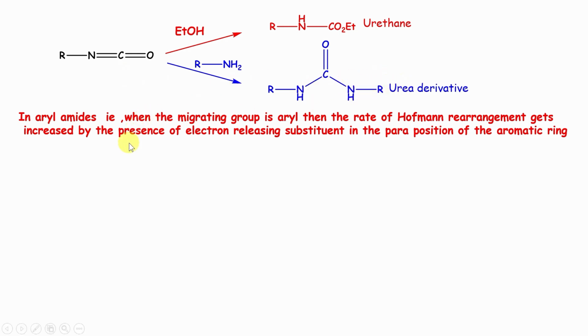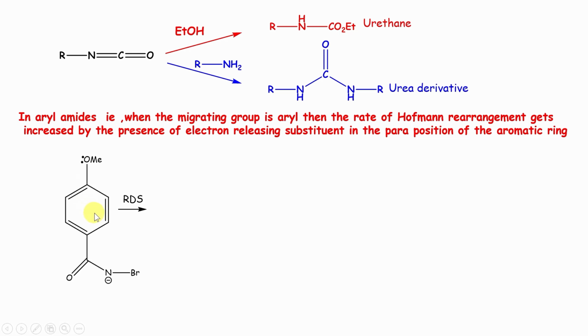In aryl amides, that is when the migrating R group is an aryl group, the rate of Hofmann rearrangement is increased by the presence of an electron releasing substituent in the para position of the aromatic ring. For example, in this case, this ring is the migrating group. Aromatic ring is the migrating group. You can see a para-methoxy group present in this benzene ring. Methoxy group is an electron releasing substituent.